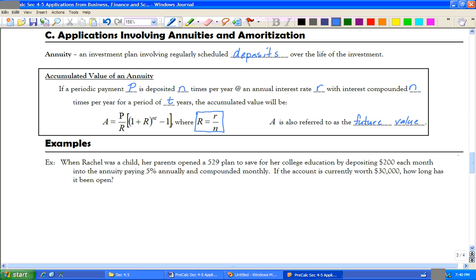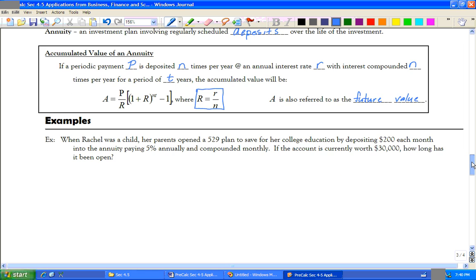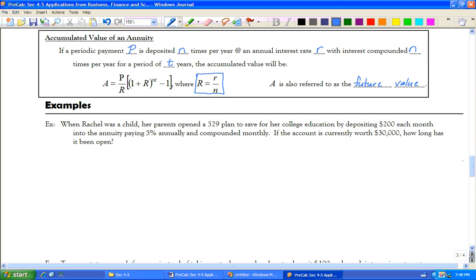So here's an example. We have Rachel, and when she was a kid, her parents opened a college savings account, and they were saving $200 each month at 5% annually and is compounded monthly. If the account is currently worth $30,000, how long has the account been opened?